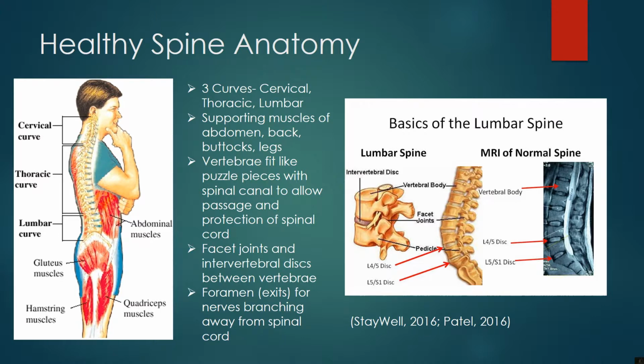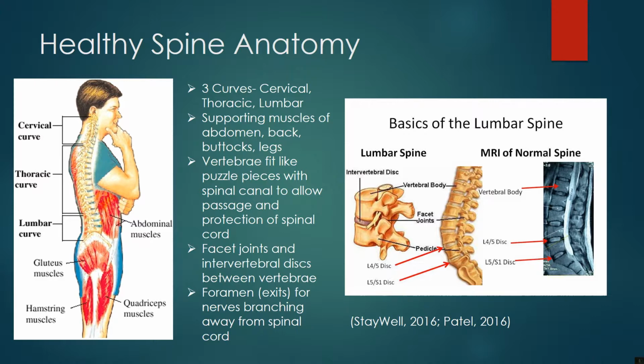A healthy spine is composed of vertebrae, 33 of them, that stack one on top of the other like puzzle pieces. They have a spinal canal that allows the passage of the spinal cord, protects it, and allows movement of your back and the rest of your body. There are three curves: the cervical curve at the neck, the thoracic at the upper back, and the lumbar in the lower back. You have supporting muscles in your abdomen, back, buttocks, and legs that help to support your spine and also facilitate movement.